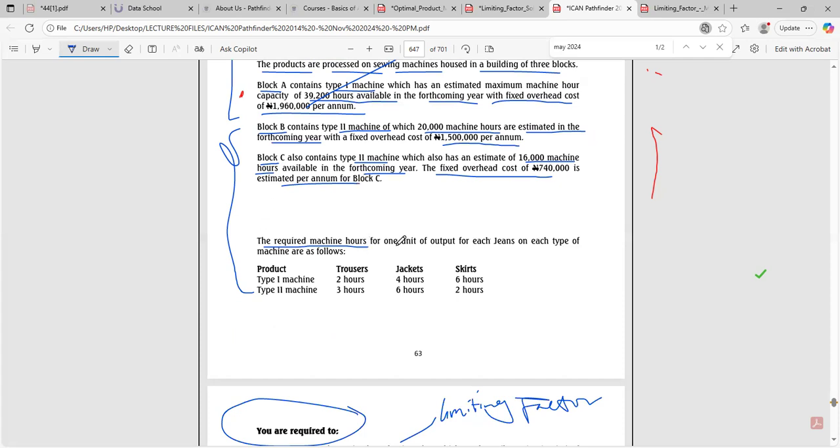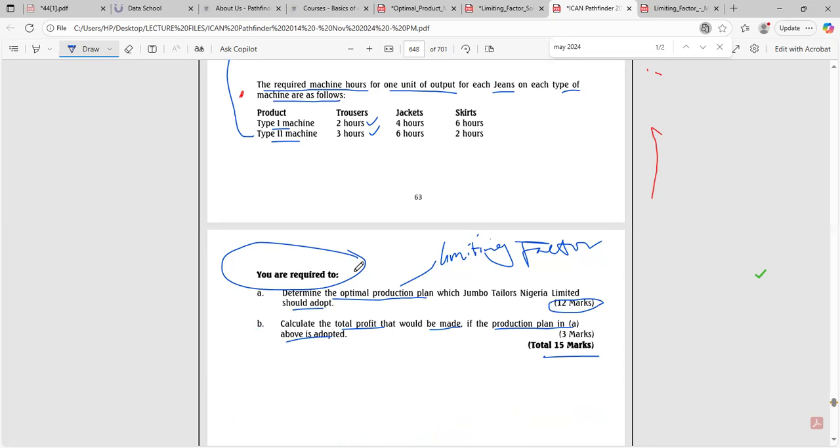The required machine hour for 1 unit of output is the hours that you spend to produce 1 unit of output, for each type of machine, as follows. You see, we have type 1 machine and type 2 machine. So you're going to spend 2 hours on type 1 machine to produce a trouser and 3 hours on type 2 machine to produce the same trouser. So trouser is going to pass through type 1 machine and also type 2 machine, but the hours are different. Jacket is going to pass through type 1 and type 2, but the hours are different. Then skirt is going to pass through type 1 and type 2, but the hours are also different.